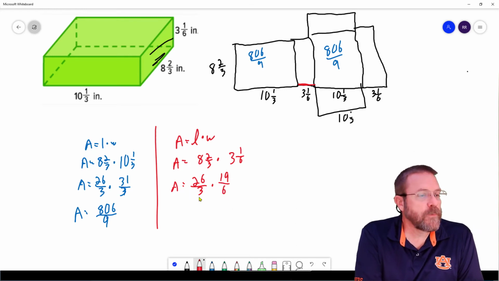Can anything simplify here in this one? Once again, the answer is no. Nothing's going to simplify. Actually, yes, we do have simplifying.